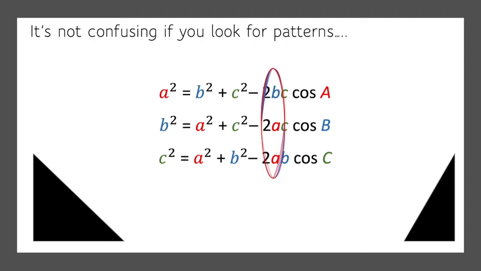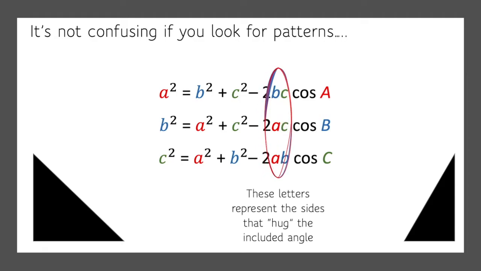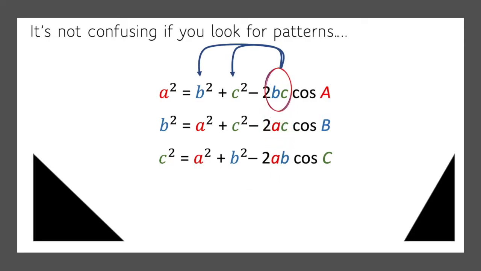Okay, now look at these two letters here. These letters represent the sides that sort of hug that included angle. And those are the same letters that we saw in that Pythagorean theorem look from before. So these two, bc, is the same bc at the beginning of the equation. This ac is the same ac. This ab is the same ab.